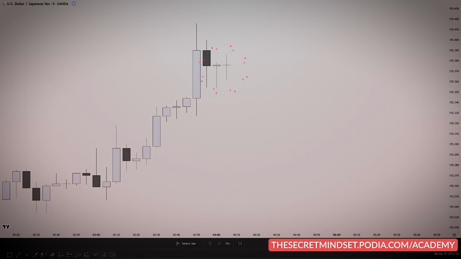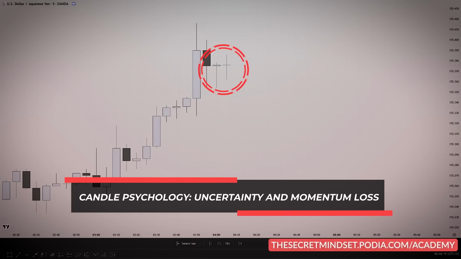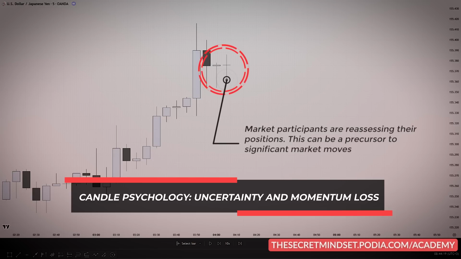From a psychological standpoint, a doji suggests that the market is at a crossroads. The previous trend, whether bullish or bearish, has lost momentum. Market participants are reassessing their positions, reevaluating their convictions in light of new information or shifting market dynamics. This moment of collective hesitation can be a precursor to significant market moves.